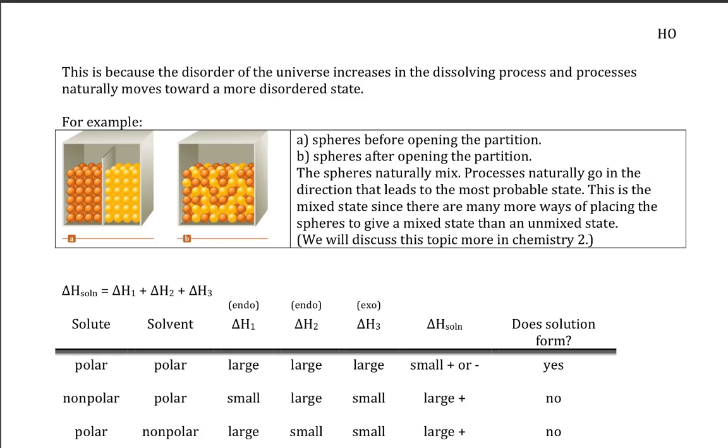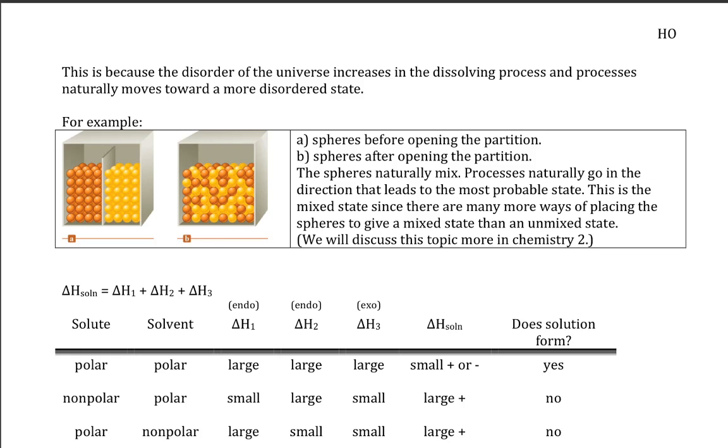For example, in A, we have spheres separated. It's spheres before the partition is opened. In B, here's what the spheres look like after the partition has opened. The spheres naturally mix. Processes naturally go in the direction that leads to the most probable state. That's basically probability arguments saying that. This is the mixed state because there are so many more ways of placing the spheres to give a mixed state than the unmixed state.